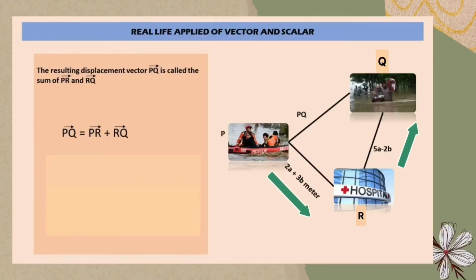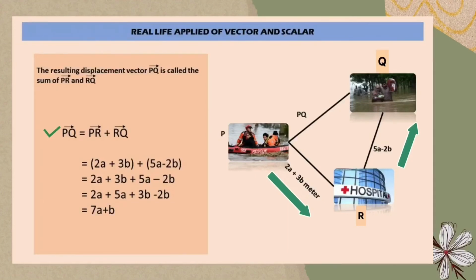So this is the solution. Vector PQ equals vector PR plus vector RQ. So the equation is 2a plus 3b plus 5a minus 2b. So we will get 7a plus b.